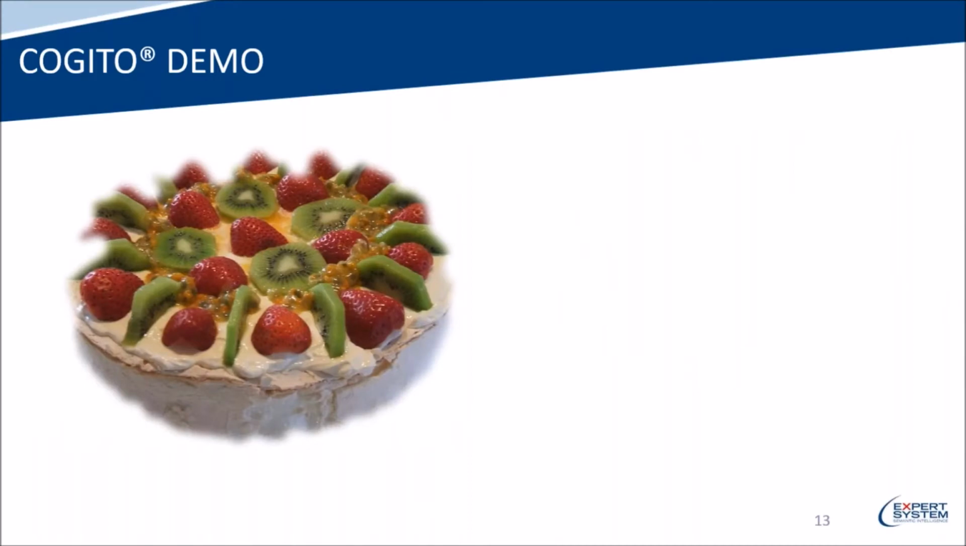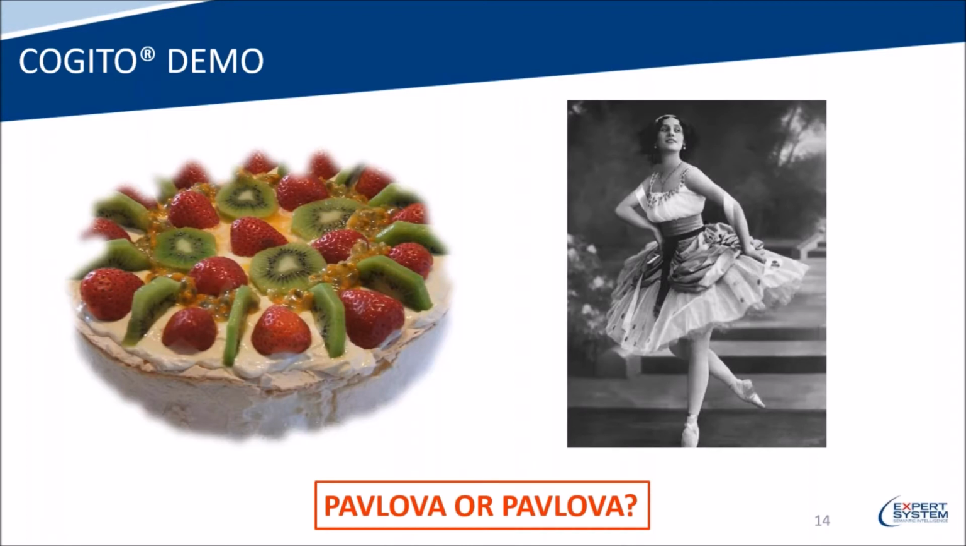Do you know what this dessert is? You are Australian, so you know perfectly that it is a pavlova. This is a typical dessert in Australia. But pavlova is not only a dessert, it's also a Russian ballerina. So how can we distinguish in an unstructured text whether we refer to the dessert or the ballerina? For a human it's simple, but in unstructured text it could be difficult to solve this ambiguity. But I will show you how Cogito solves this problem.